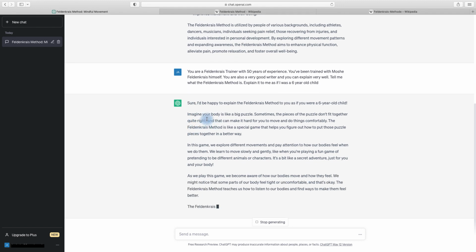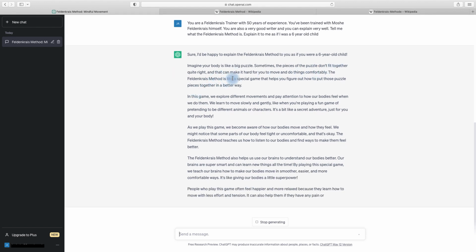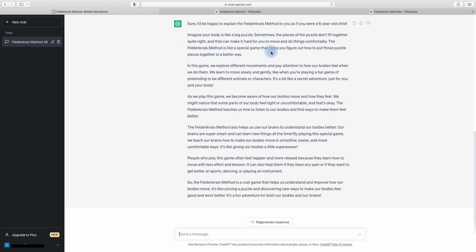Right. Imagine your body is like a big puzzle. Sometimes the pieces of the puzzle don't fit together quite right, and that can make it hard for you to move and do things comfortably. The Feldenkrais method is like a special game that helps you figure out how to put those puzzle pieces together in a better way. So I quite like this explanation actually. In this game, we explore different movements and pay attention to how our bodies feel when we do them. We learn to move slowly and gently, like when you're playing a fun game of pretending to be different animals or characters. It's a bit like a secret adventure just for you and your body. Again, great paragraph. I like this explanation.